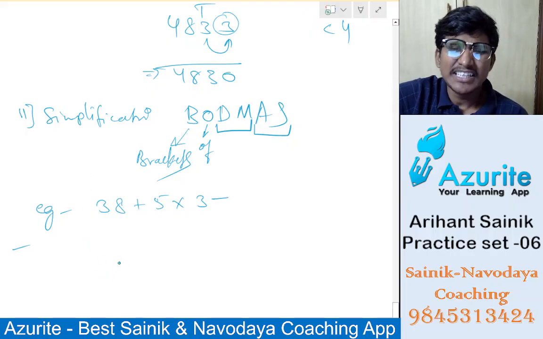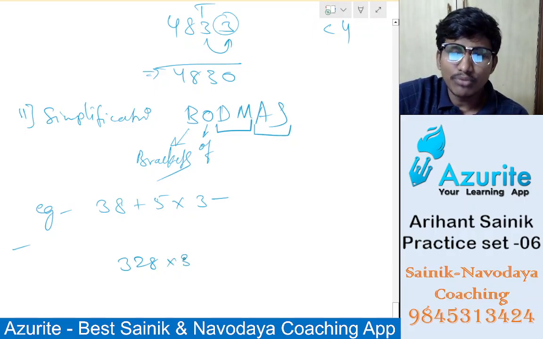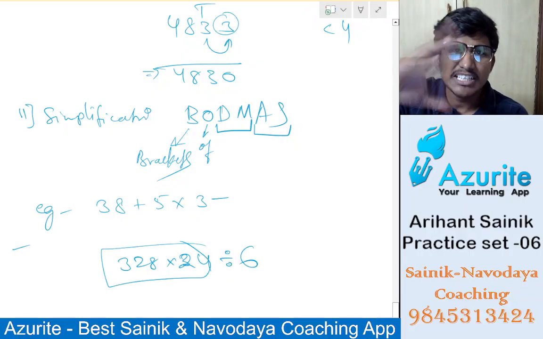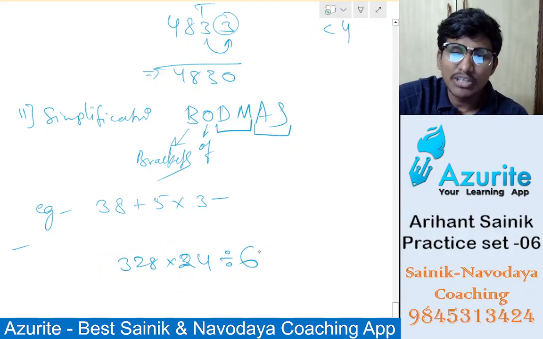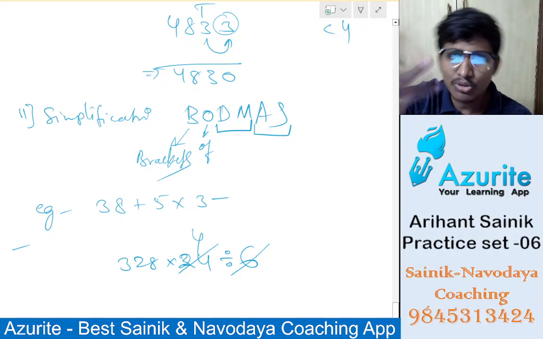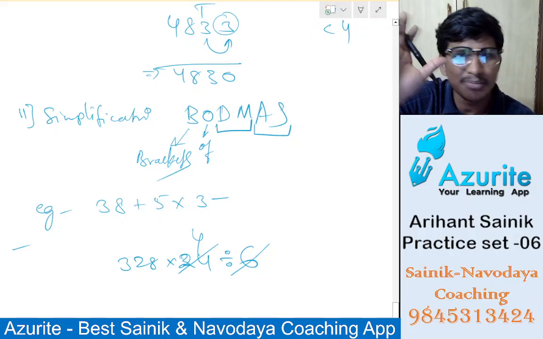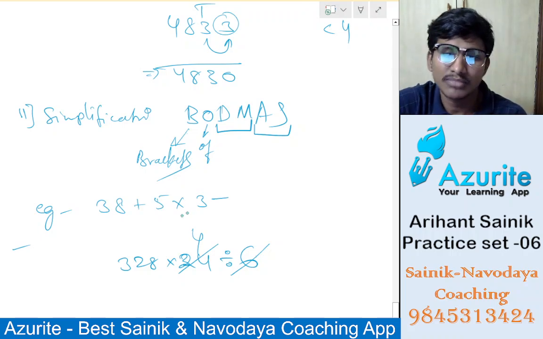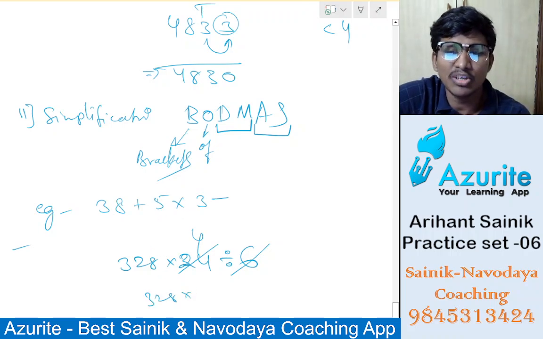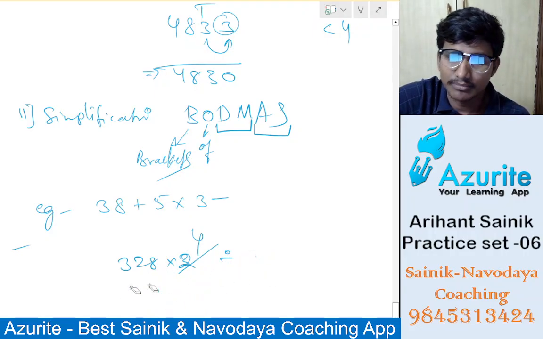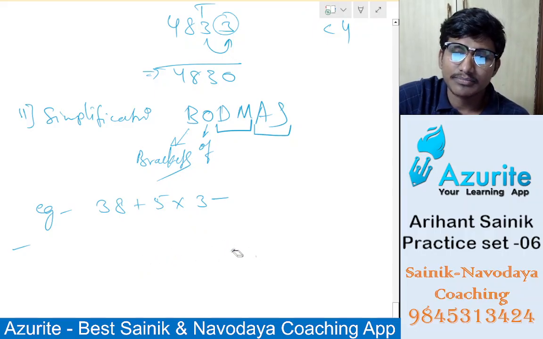Here, see, it is 328 into 24 divided by 6. If you multiply first, it will take lots of time because it is a bigger number. So first we will divide. 6 4s are 24, so it becomes a smaller number to multiply. We can do both at the same time. We divide first to make it simpler. Now we can multiply 328 into 4 instead of 24. Understood?